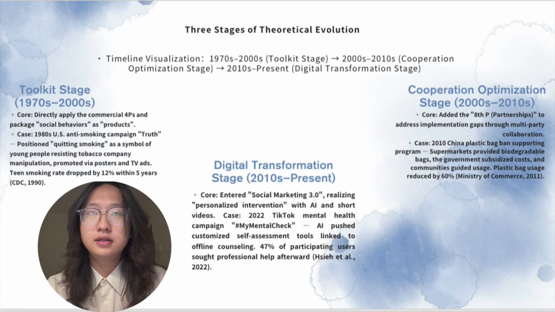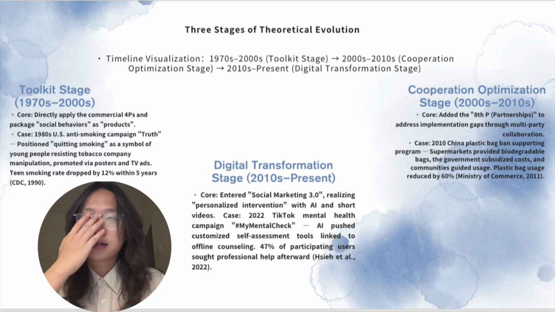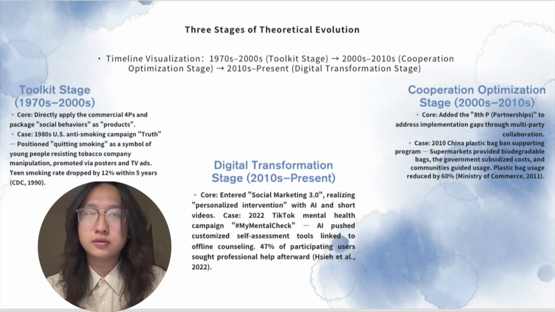From 1971 until now, social marketing theory has gone through three important stages. We can see them clearly on a timeline. The first stage is the toolkit stage from the 1970s to 2000s. The core of this stage is to directly use the 4P tools and package the social behaviors we want to promote as a product. A classic example is the Choose anti-smoking campaign in the US in the 1980s.